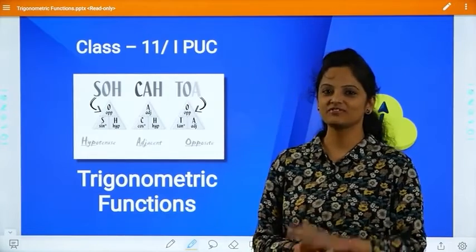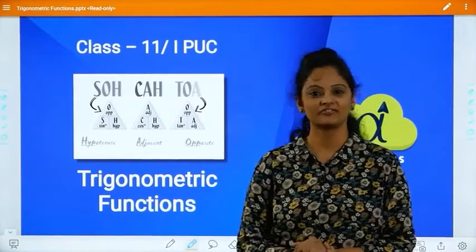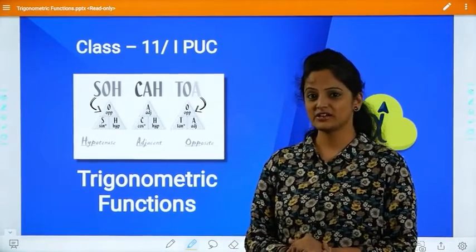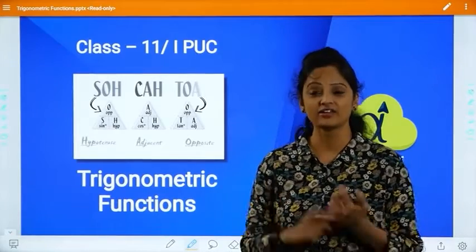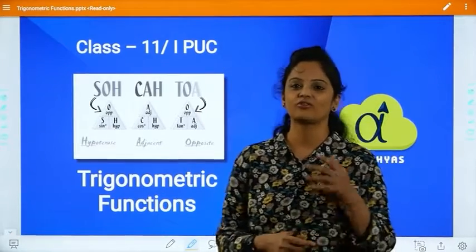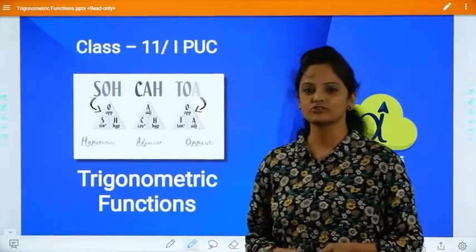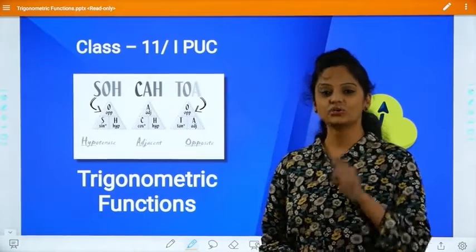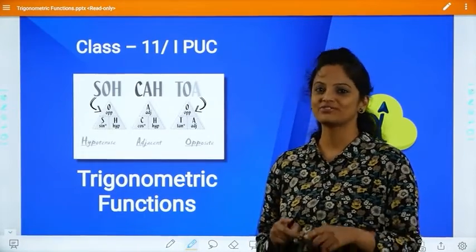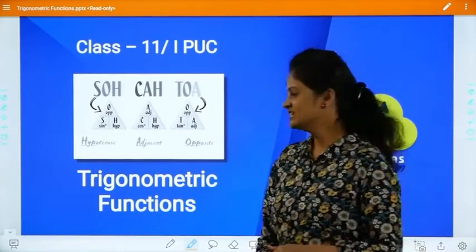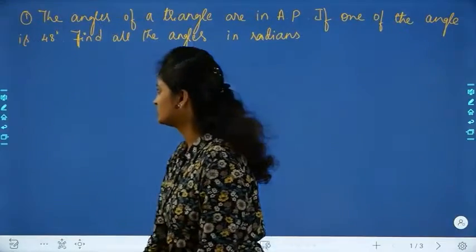In the previous session we already started this new chapter, trigonometric functions, and there I explained the angles, right? How you use degrees and what is a radian, and theorems also on that, and we started problems. In today's session we'll continue the problems and see what we have next. So let's continue the problems.